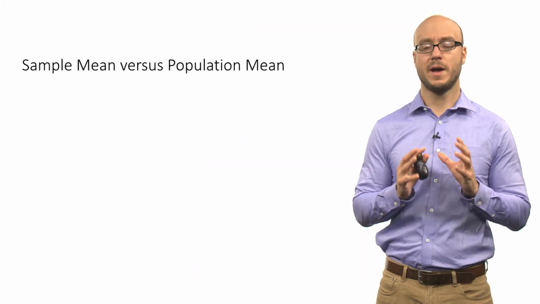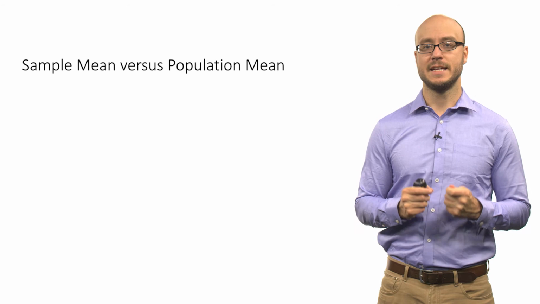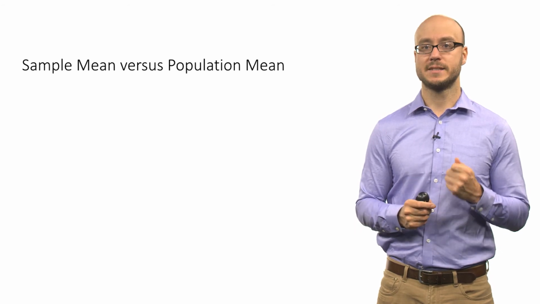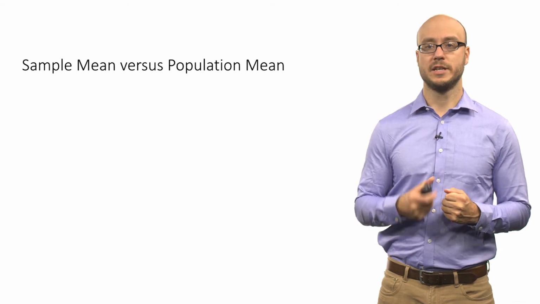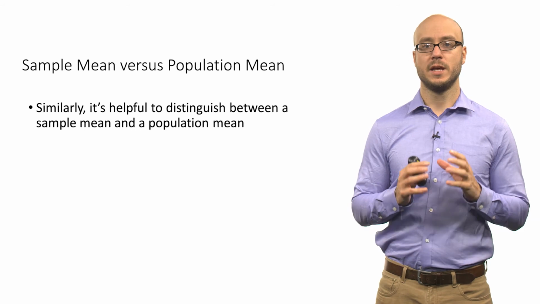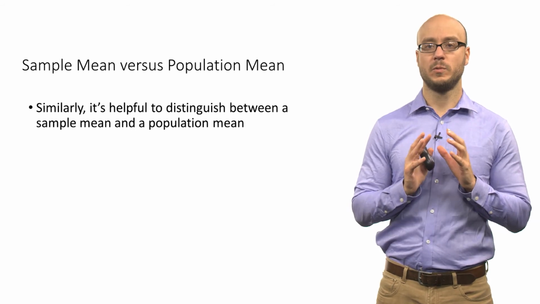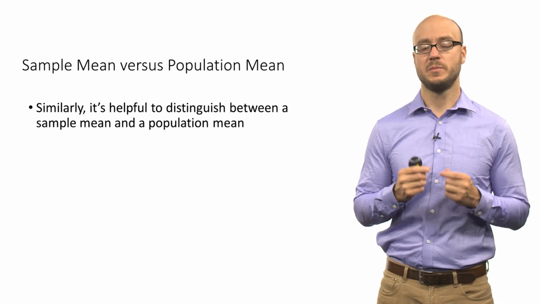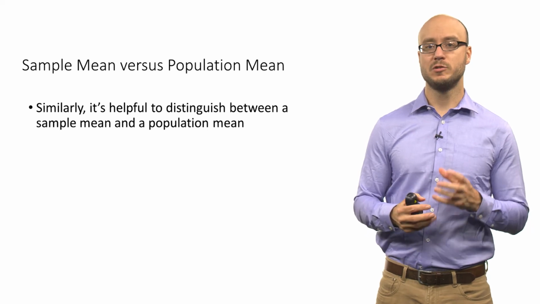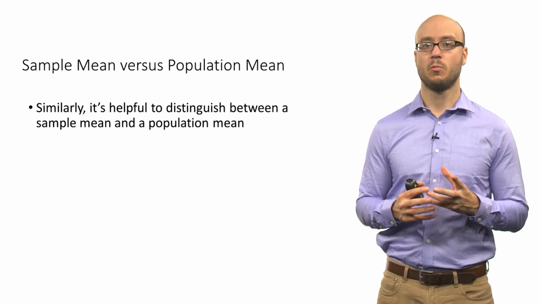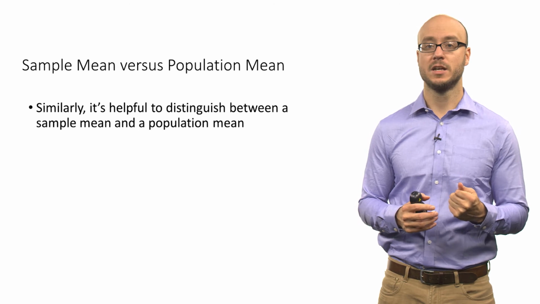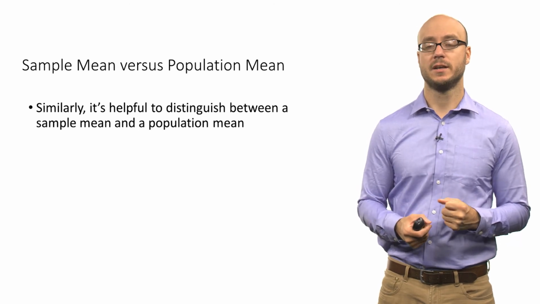Now, when we talk about means in statistics, it's useful to distinguish between a sample mean and a population mean. Earlier, when we talked about samples and populations, we mentioned that in statistics, we use a slightly different notation whether we're talking about a sample of data versus a population of data.